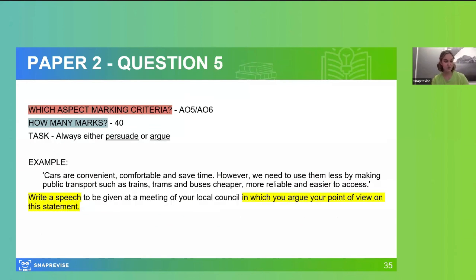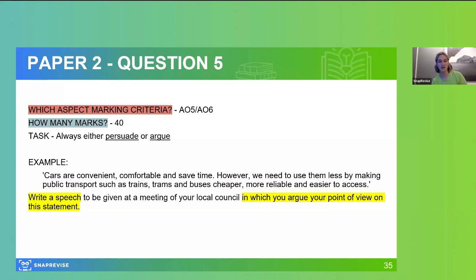And then finally, the big one for this paper, which is question 5. Again, it's very similar to how paper 1 is structured. This is section B, so it's all about AO5 and 6, how and what you write. And again, it's worth 40 marks. Your task with question 5 for paper 2 will always be either to persuade or argue. So this is your chance to write a persuasive essay or a speech.